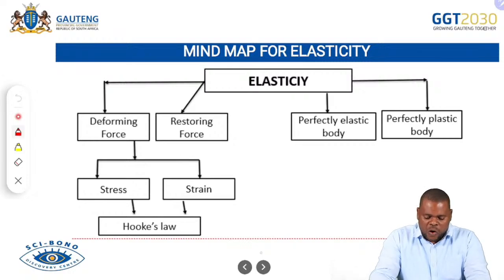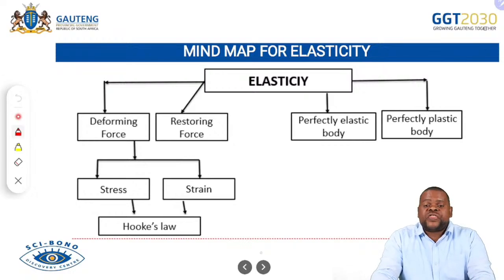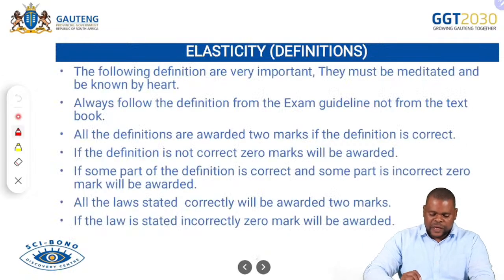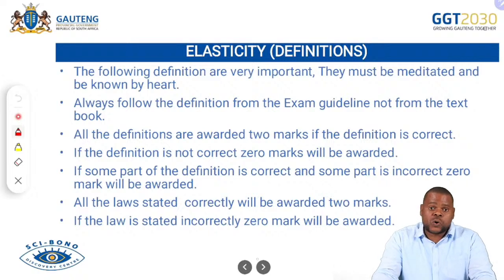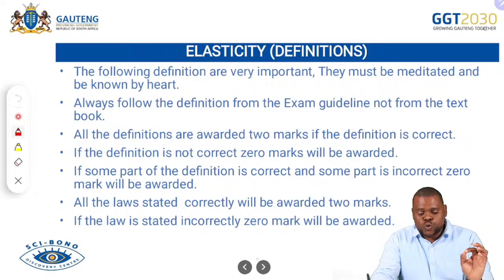All the laws stated correctly will be awarded 2 marks. We have laws and we have definitions. The laws that we find in technical science, like Hooke's law in elasticity: if you state Hooke's law correctly, you will get 2 marks. If the law is stated incorrectly, you will get 0 marks. And if part of the law is correct and the other part is incorrect, we're going to give you 0. We're not even going to try to give you 1. It's 0 or 2 marks.